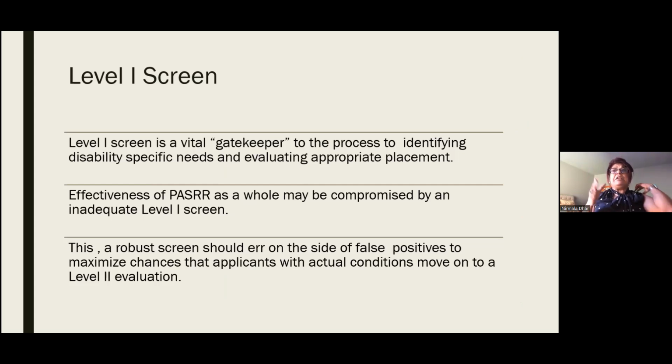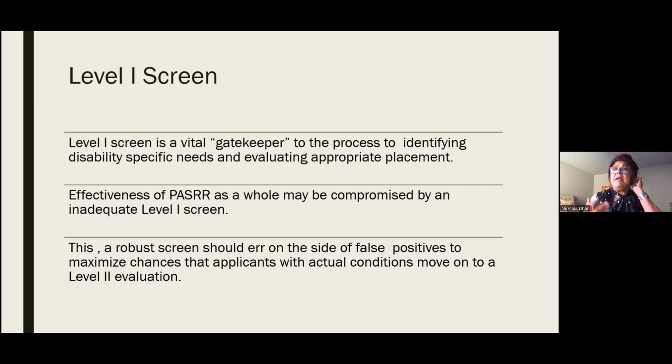So level 1 is kind of like a gatekeeper that identifies disability-specific needs, whether they have IDD, whether they have serious mental illness. And they have this other category, which is only a PASRR category, which they call related conditions, which are conditions that require high levels of ADL support, but they're not necessarily cognitively impaired in any way. For example, people with severe cerebral palsy, perhaps, that need nursing home level of care. So that's what related conditions are.